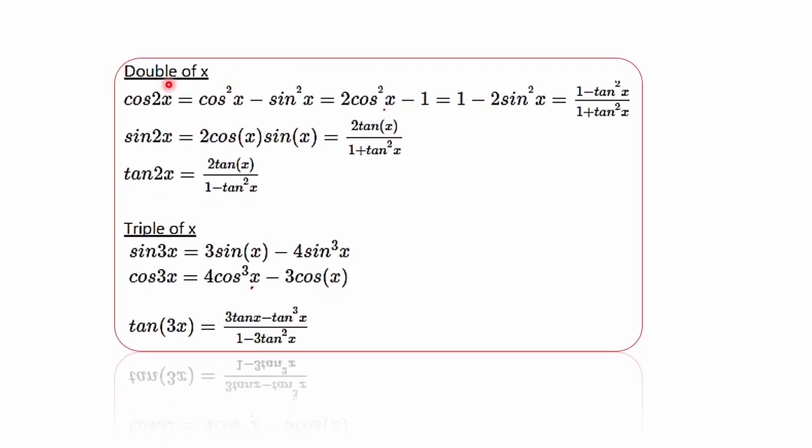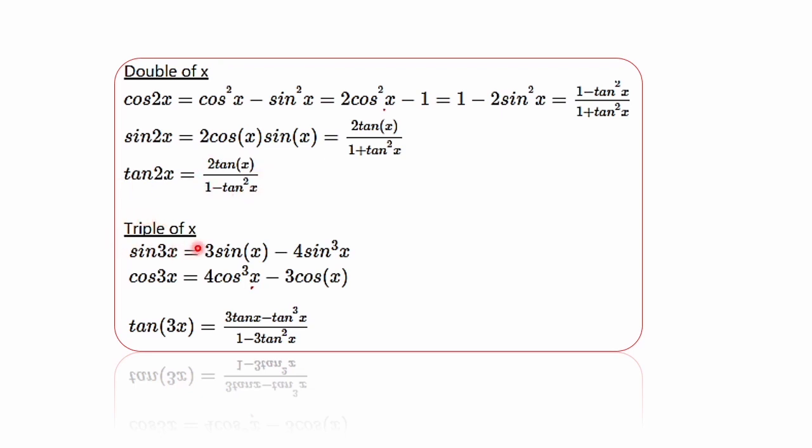Let's recall some formulas which we have learned in class 11. That is the double of x and triple of x formulas. Cos 2x has 4 formulas: cos square x minus sin square x, 2 cos square x minus 1, 1 minus 2 sin square x, 1 minus tan square x by 1 plus tan square x. Then sin 2x is 2 cos x sin x and 2 tan x by 1 plus tan square x. Tan 2x is 2 tan x by 1 minus tan square x.